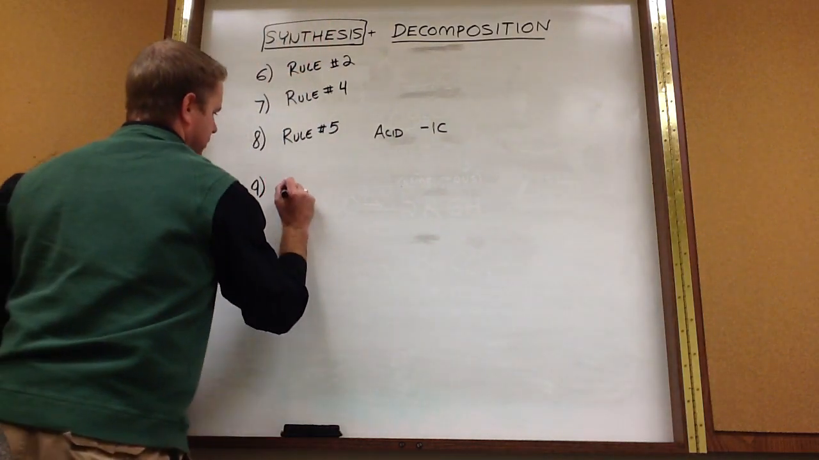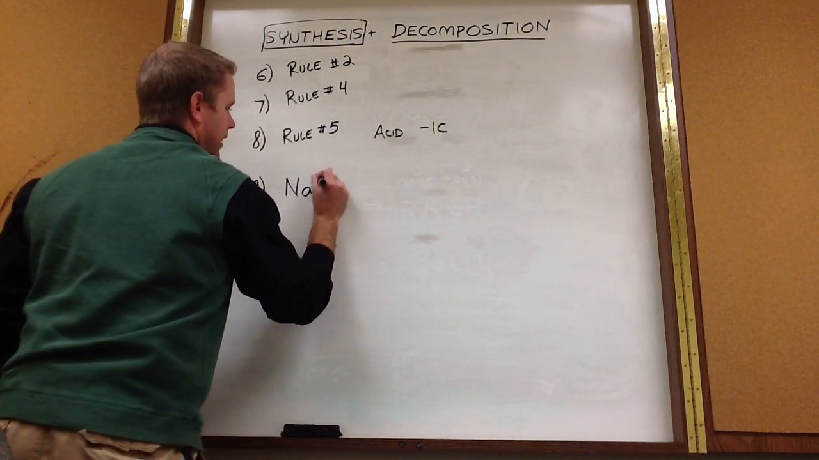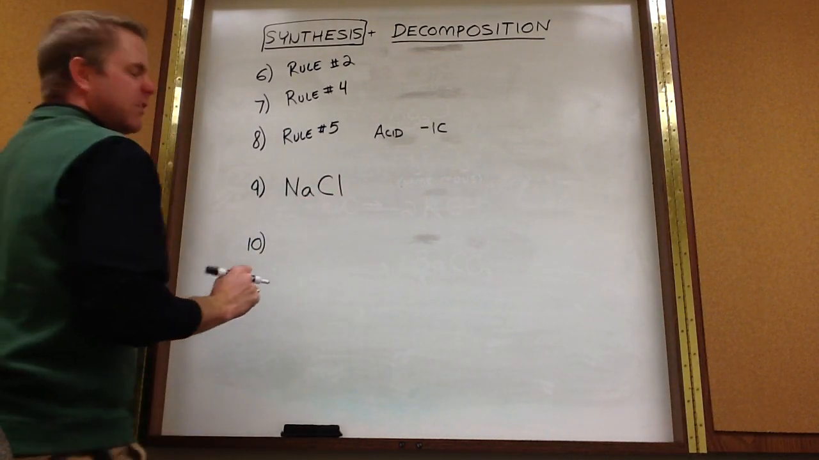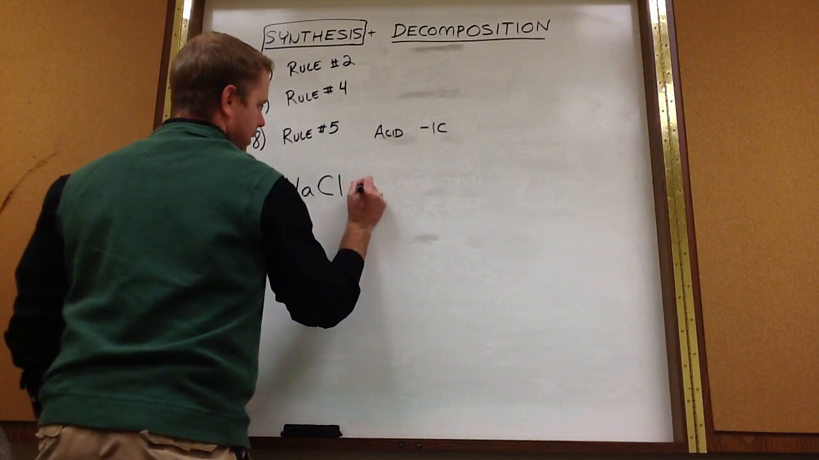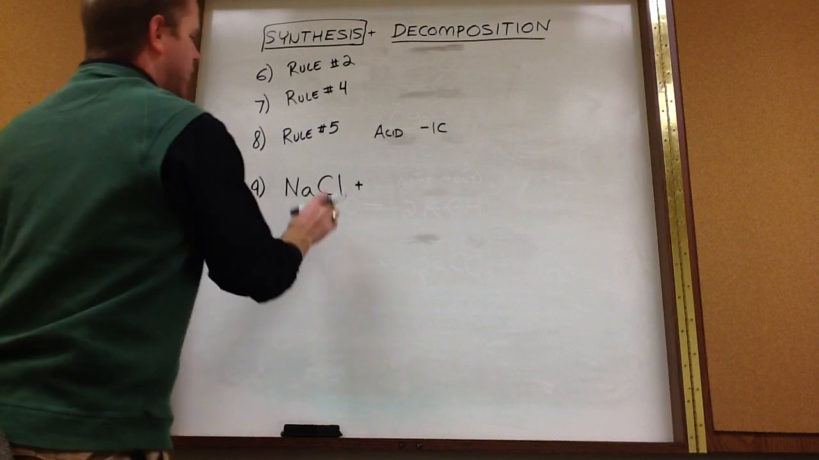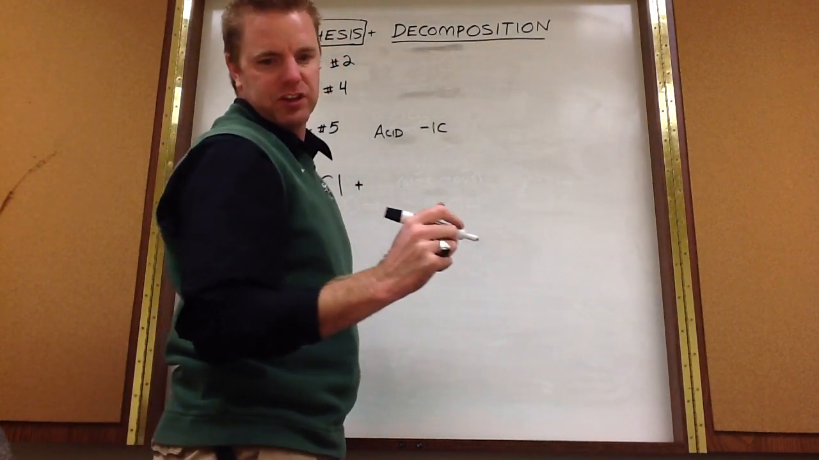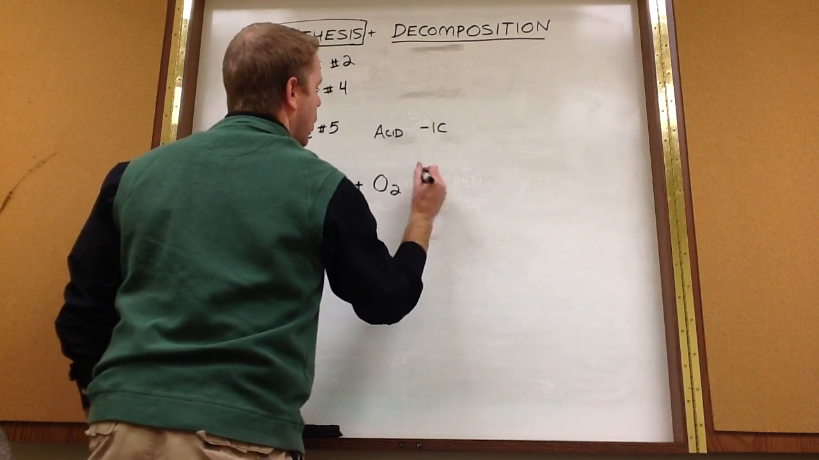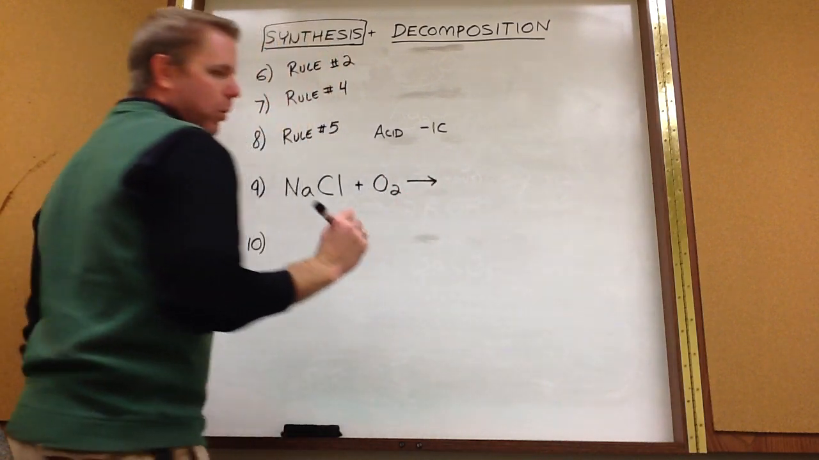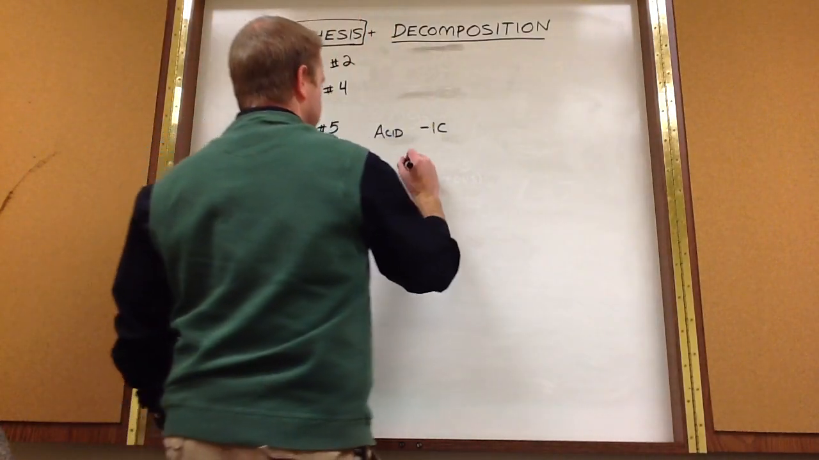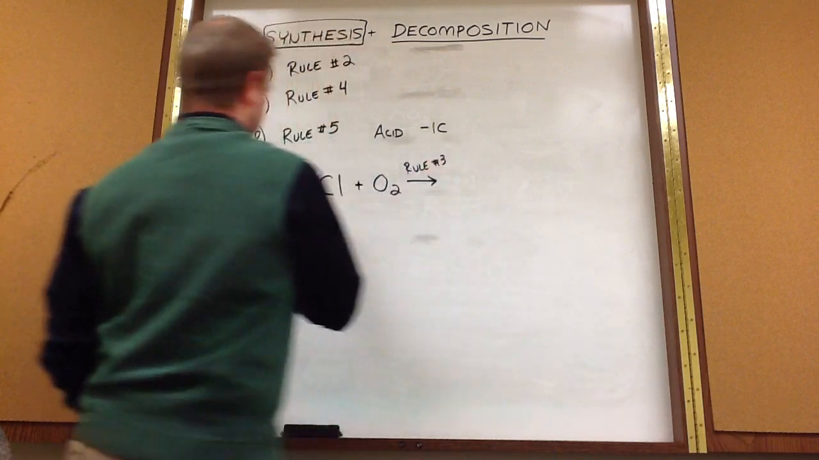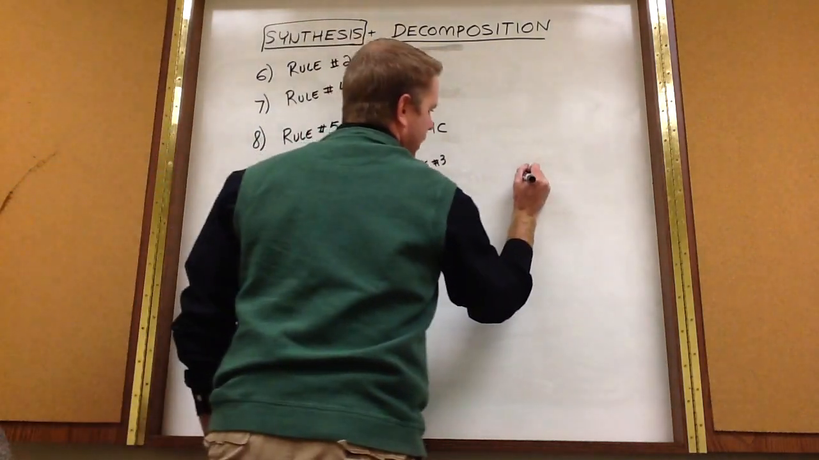Number 9 says this. We have NaCl. This is a salt. A metal and chlorine is called a salt. That's why we call it salt when we go to McDonald's or wherever you go to eat. So salts plus oxygen, O2, make chlorates. Now, this rule is referred to as rule number 3. And again, rule number 3 says a salt and oxygen makes a chlorate.